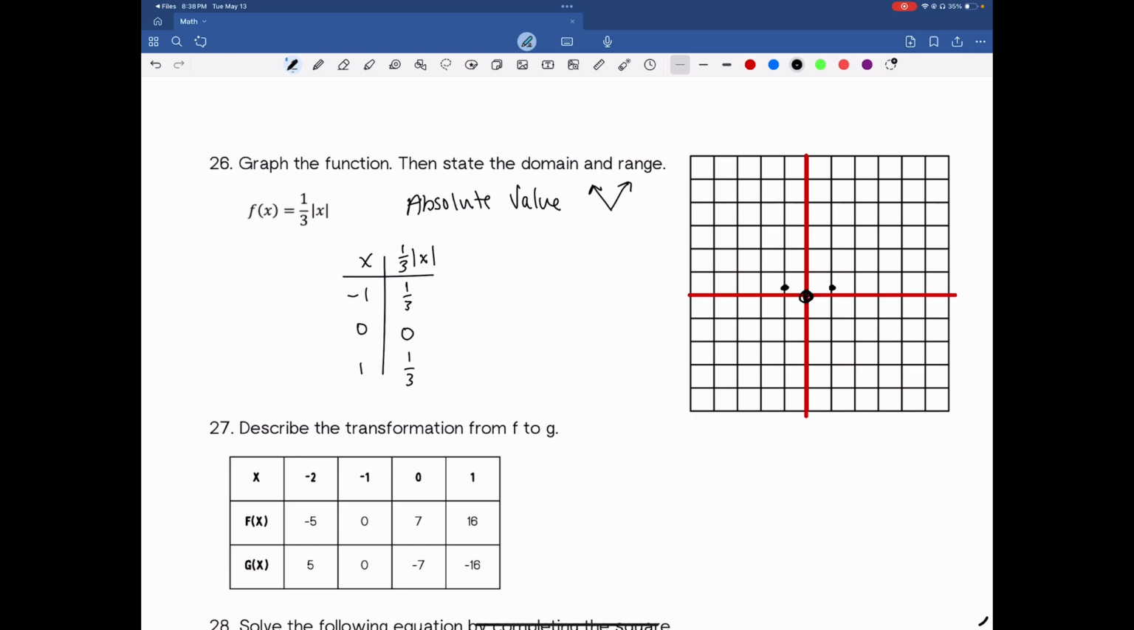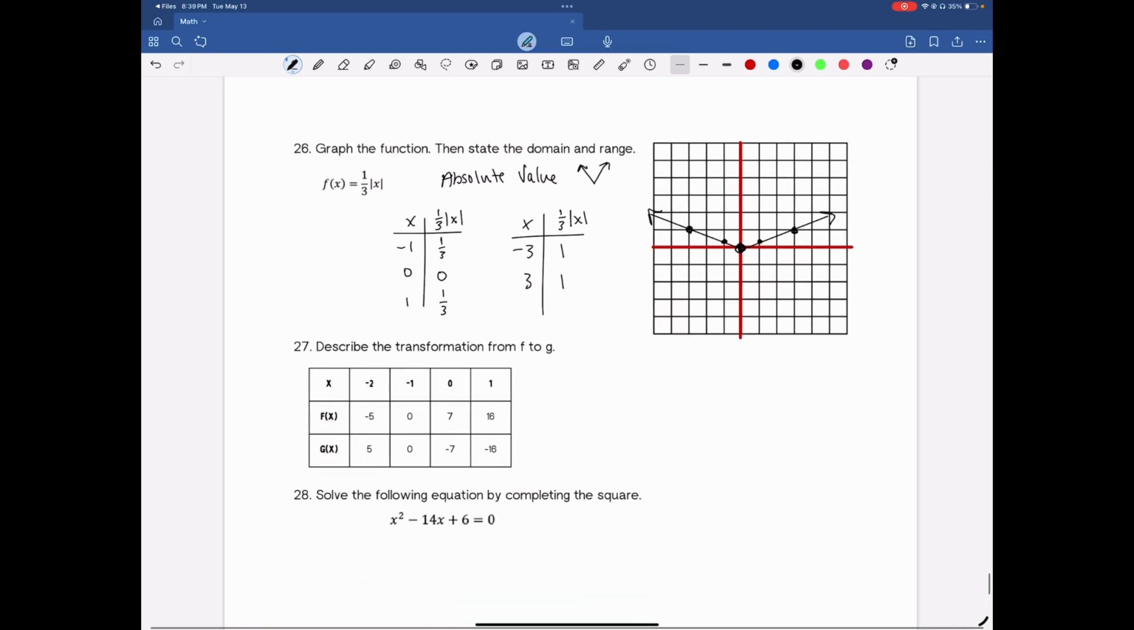But if we wanted to do something a little different, we could check some other numbers. Probably because of the 1/3, if we check -3 and 3, that would give us 1 and 1. So we could go out to here and get our graph. But a lot of the times on this test, if you do have to graph, you're going to be able to click any point that you know, and it should graph that for you.